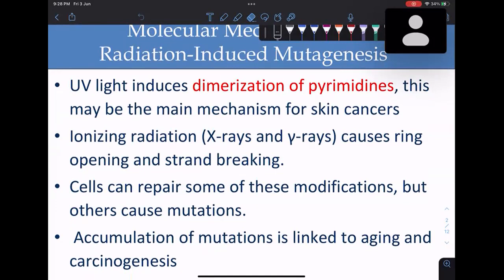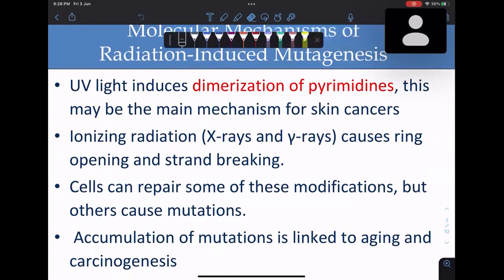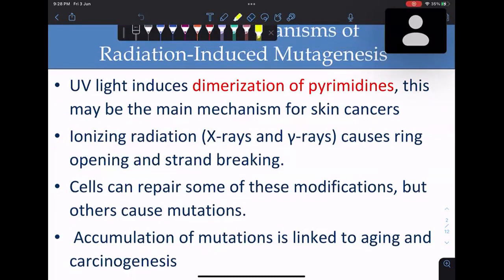One of the things that is very important, and I'm pretty sure that most of you must have heard of this, is the UV light, or basically the sunlight. And that's the reason why they tell us to wear sunscreen to protect ourselves from skin cancer. So UV light is one of those things that induces dimerization of the pyrimidines. Pyrimidines are types of nucleotides, and UV light causes damage to these pyrimidines. And this is one of the main mechanisms for skin cancer.